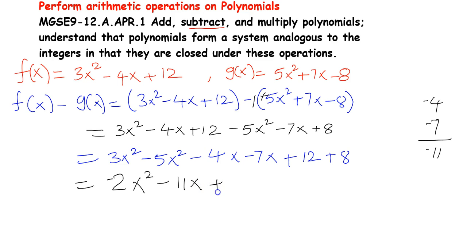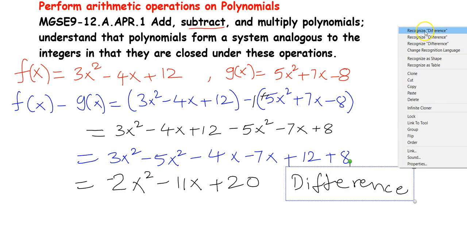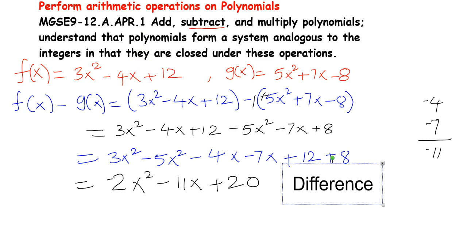Now lastly, 12 plus 8, that gives you 20. So this is the difference of the two polynomials f of x and g of x. Alright, so that's the difference you got.